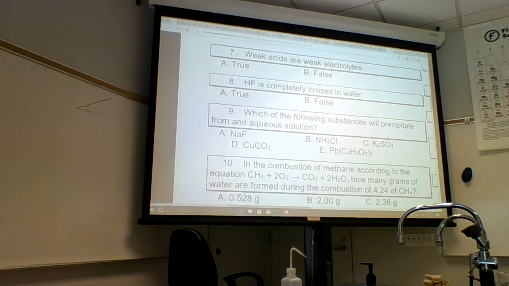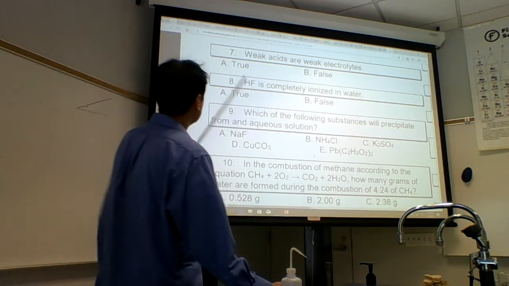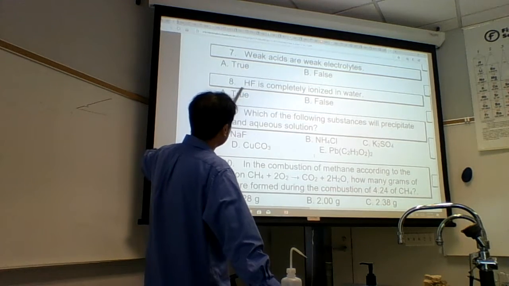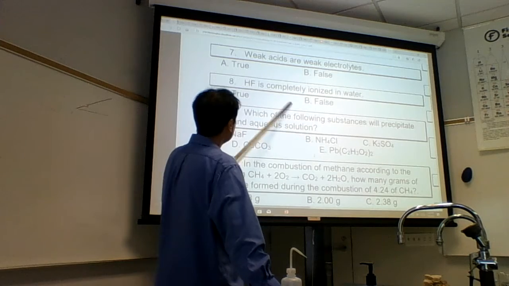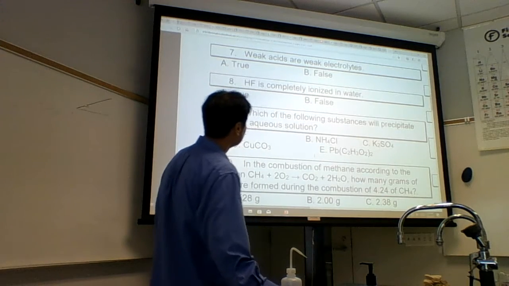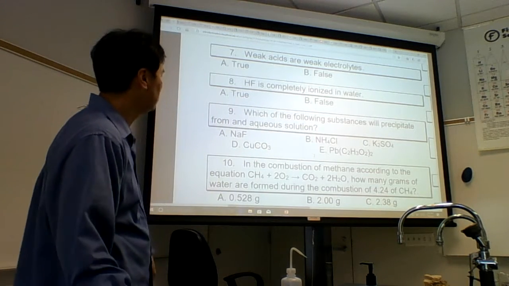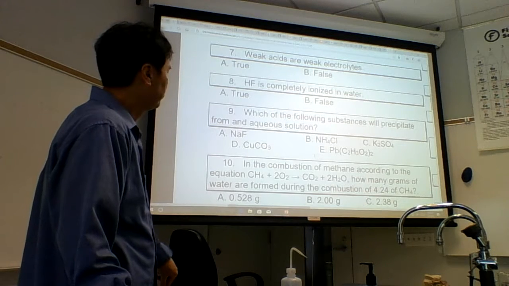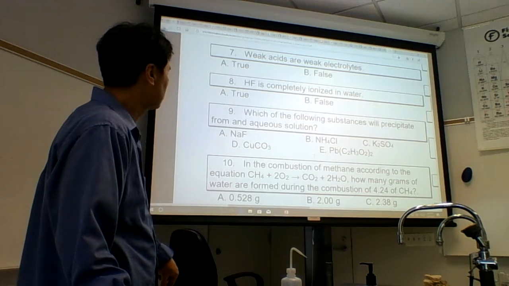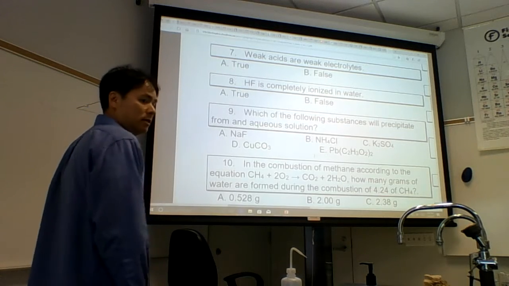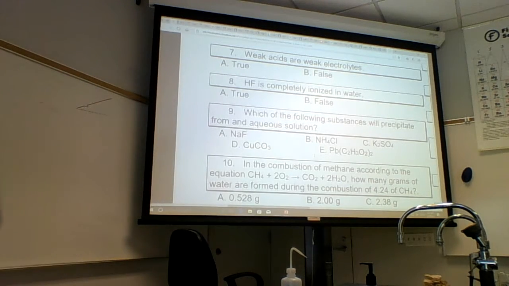7. Weak acids are weak electrolytes. That's true. 8. HF is completely ionized in water. That's false. HF is a weak acid. It's a weak acid, but it's one of the most feared acids of all. Not because of its acidity, it's because of other ways it can react.